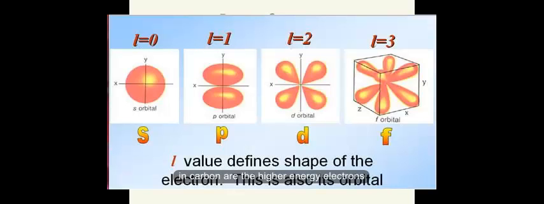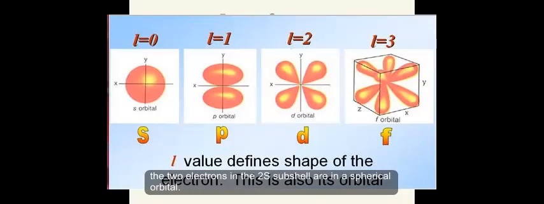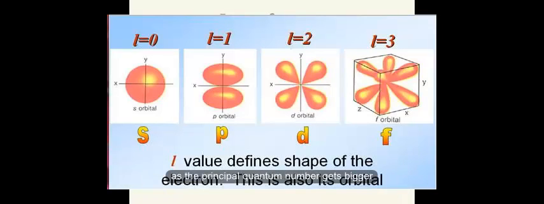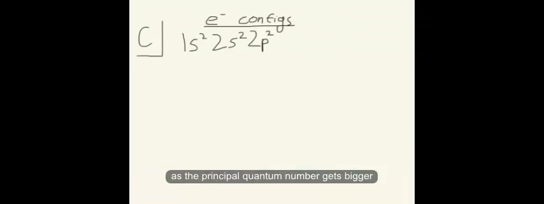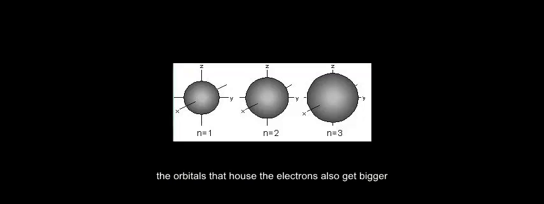So the last 2 electrons in carbon are the higher energy electrons. And they are in an infinity sign shaped orbital, or a figure 8 shaped orbital. The 2 electrons in the 2s subshell are in a spherical orbital. And note that as the principal quantum number gets bigger, the orbitals that house the electrons also get bigger.